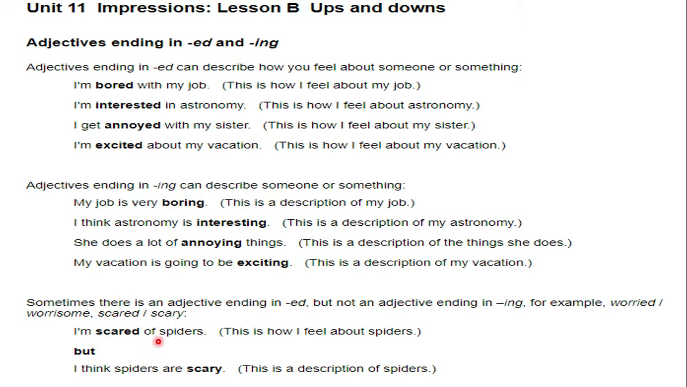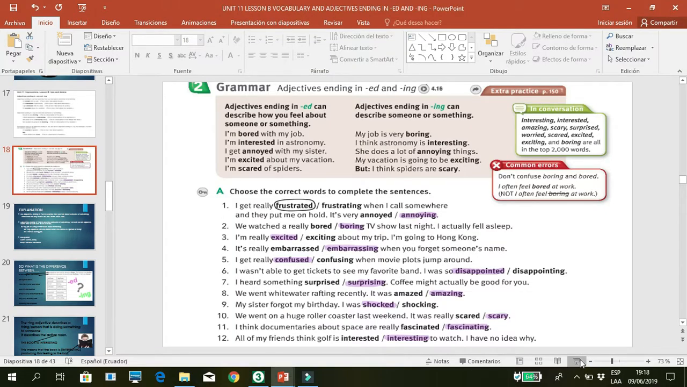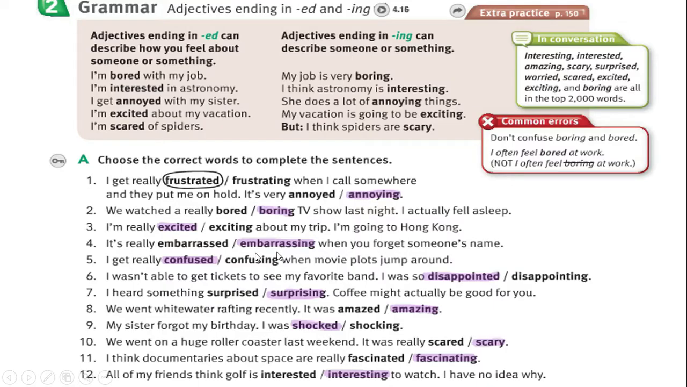Okay? So I'm scared of spiders. This is how I feel about spiders. But if you want to describe spiders, I think spiders are scary, okay? So the adjectives to describe a situation or a person are worrisome and scary. These are exceptions to the rule. Now let's practice with some exercises, okay?